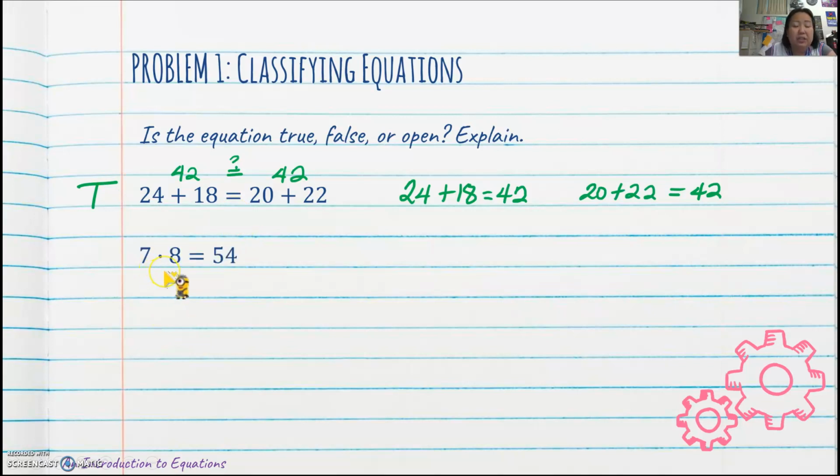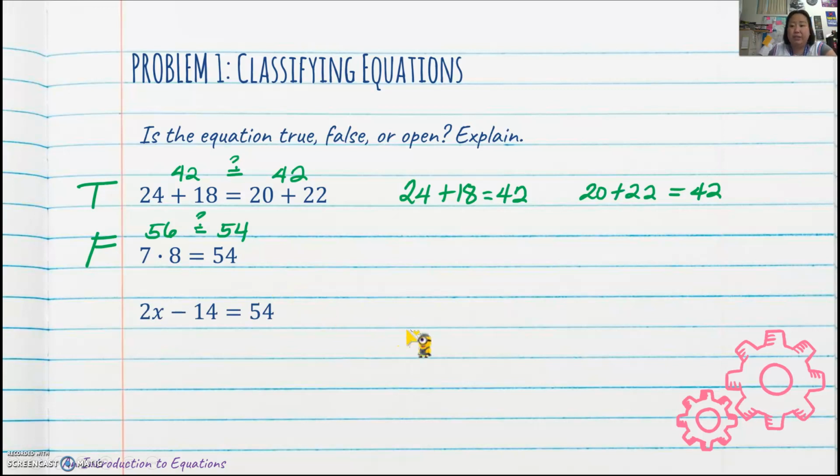Let's have the next example. 7 times 8, is it really equal to 54? If you check your multiplication, 7 times 8 is going to be 56. So is that equal to 54? As we can see, 56 is definitely not equal to 54, and so this is going to be a false equation.